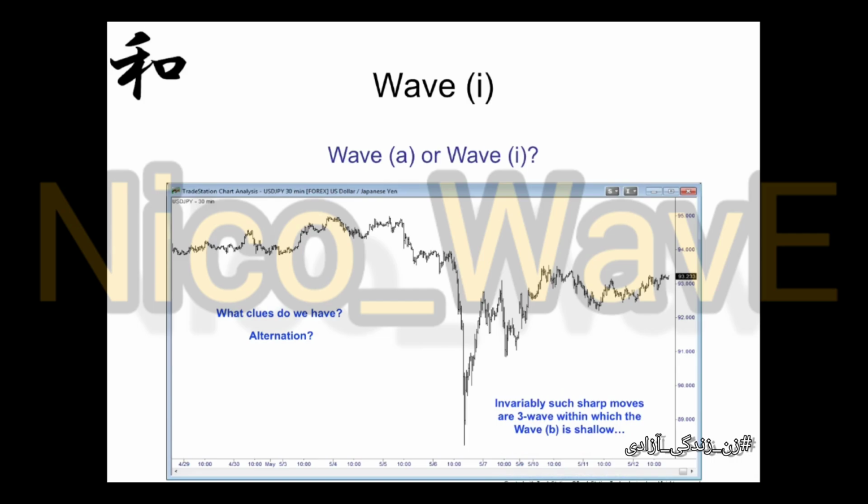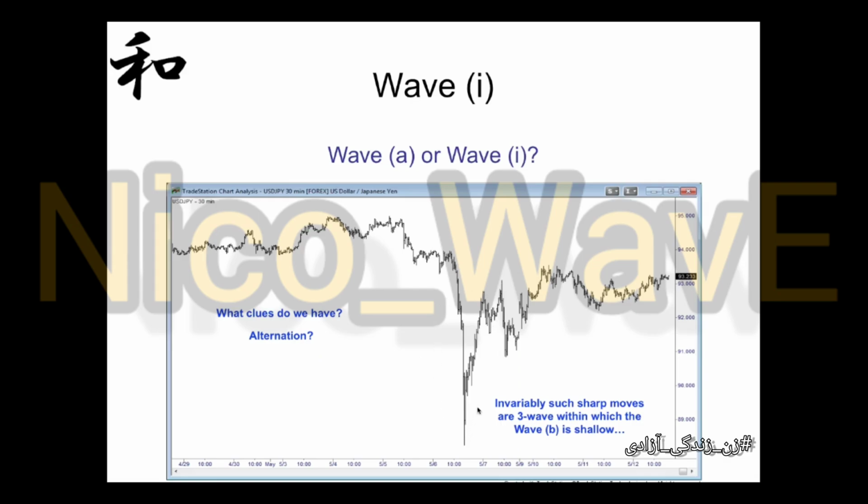Invariably, the first thing I will do when I see this is make an assumption, as long as it fits within the larger structure. Invariably, such sharp moves are 3 waves, within which the wave B is shallow. So what you'll be looking for is probably a 1, 2, 3, 4, 5, A, B, and then 1, 2, 3, 4, 5 in that rally.